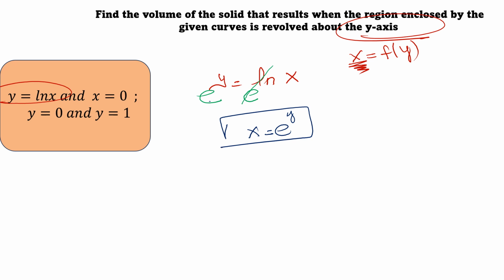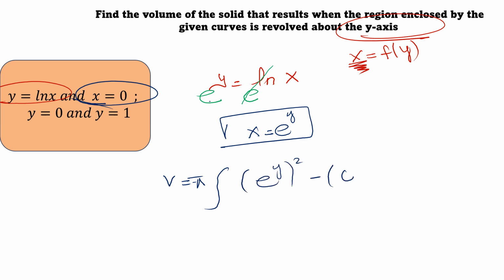So this is my first function. The second function is already given as x equals 0. Now what will I write? I will write volume equals pi outside, the first function, that is (e to the power y) whole squared, minus the second function, that is 0. The equation is written in y, so you have to give the command of dy. Now the lower value of y is 0 and the upper value of y is 1. Write it in the calculator to get the answer.